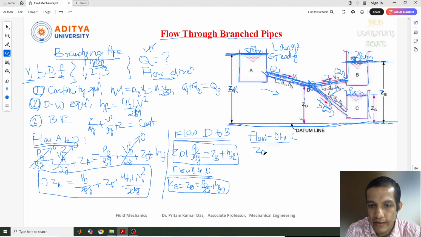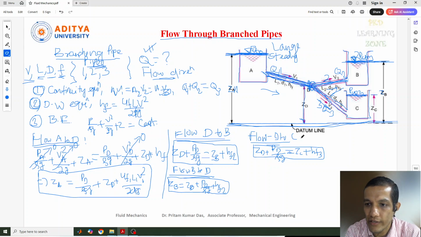Now similarly I can write ZD plus again the pressure at this junction point, PD by rho g, plus the height. This is equal to, we can write, ZC plus the losses, simple losses between D and C point. So these are the equations we can write for this.